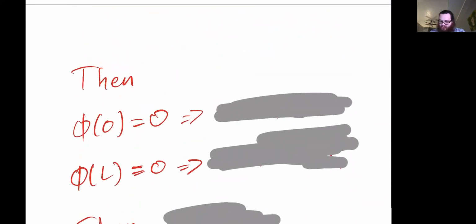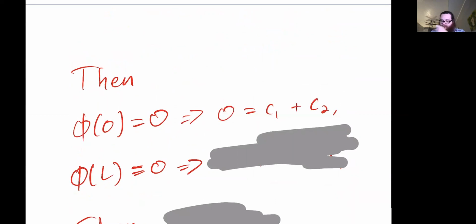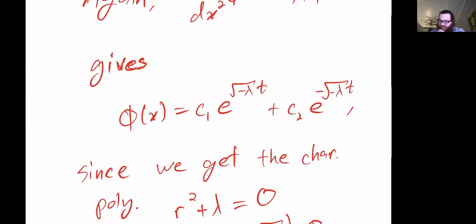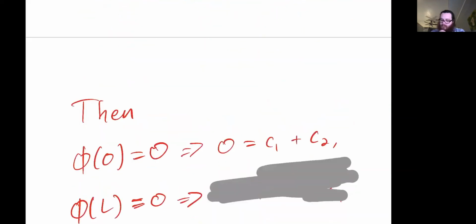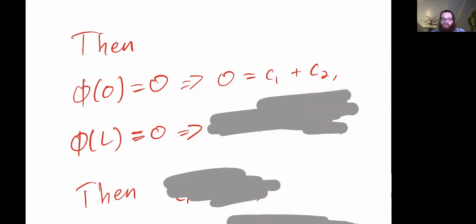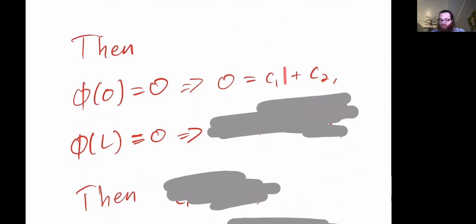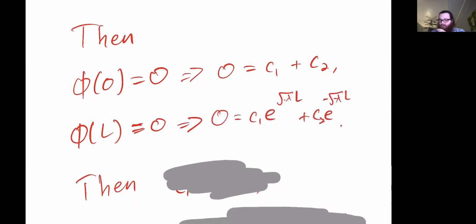So what do the boundary conditions tell us? Phi of 0 is equal to 0 tells us that, plugging in 0 here and here, we get e to the 0, which is 1, and e to the 0, which is 1. So that's why we get the C1 plus C2. Technically, it's C1 times 1 plus C2 times 1. And then phi of L is equal to 0. We're going to get something a little more complicated, but not terrible.